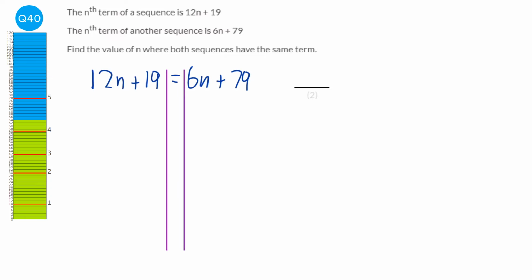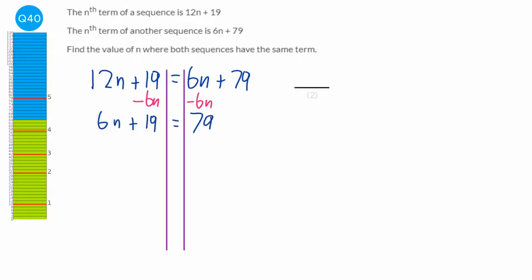So I draw my lines down, and I'm going to start off by getting rid of the n's from both sides. So we look to see which is the smaller amount. We've got 12n and we've got 6n, so the smaller amount is the 6n. So we're going to take away 6n both sides, and so that would be 6n plus 19, and we've got rid of the 6n, so just 79.